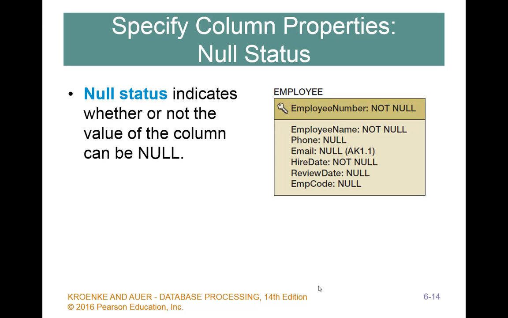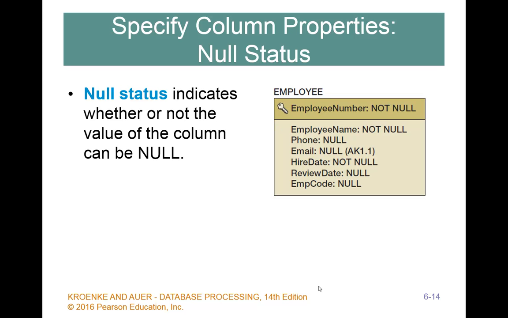It makes sense that the employee number should not be allowed to be null, because if we had a row where that employee number was null, how would we be able to uniquely identify it? But we do have alternate keys that we can use in this particular table, just in case, to identify those rows. But as you can see, the alternate key for email is allowed to be null in this particular situation.